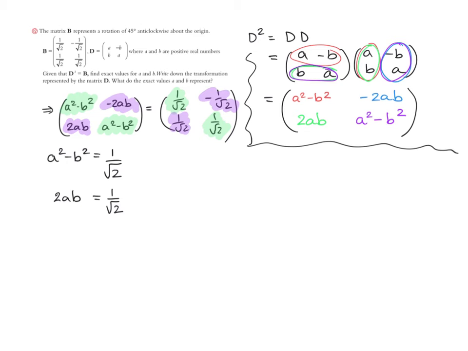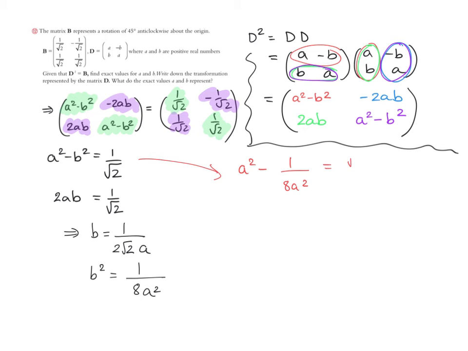Now, I'm going to rearrange this second equation. So it tells me that B is equal to 1 over 2 root 2 A. Now I'm going to need B squared when I do some substitution in a minute. So B squared is equal to 1 over 8A squared. And then if I go back to my first equation over here, I've got A squared minus 1 over 8A squared equals 1 over root 2. But we could rewrite that as root 2 over 2 on the right hand side.